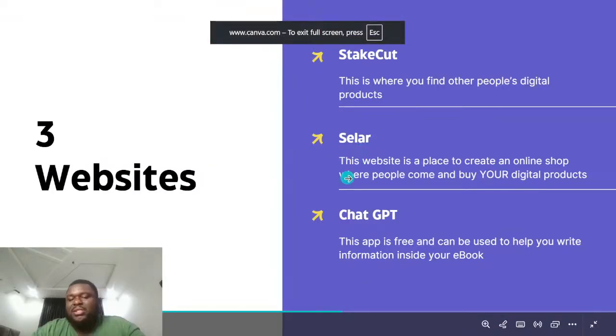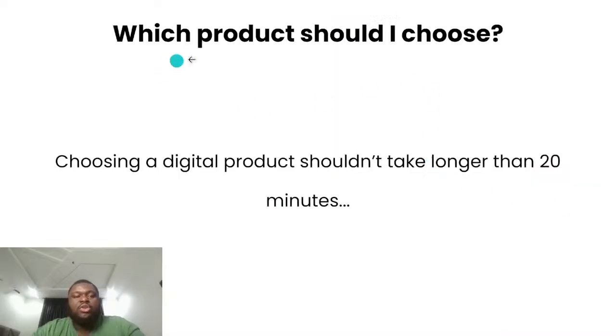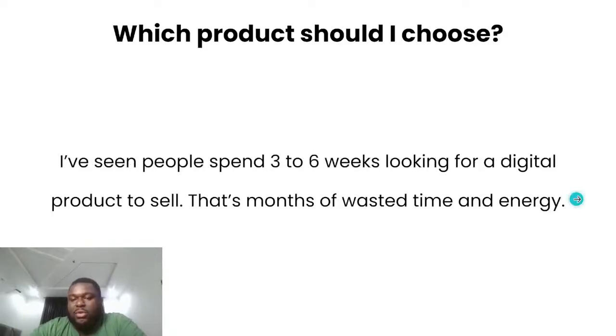And then Seller, like I said, is a website where people can create an online shop. All right. So now you're probably thinking, which product should I choose? Well, I just showed you how you can use AI to figure out what type of product you can sell. Now, choosing a digital product shouldn't take longer than 20 minutes. The highest it should take is 20 minutes. You see how I went to StakeCart just now and I already found some digital products that are very, very good. That's how you can do it too after this class, okay?